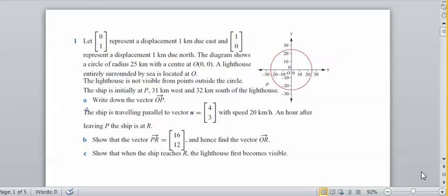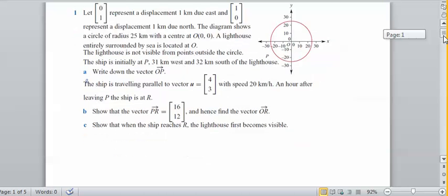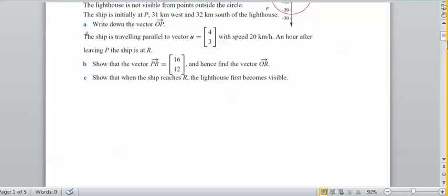Okay, so we're going to do this question. You can read, I'm sure. Write down the vector OP. What did you start with, Chris? What is the vector OP?